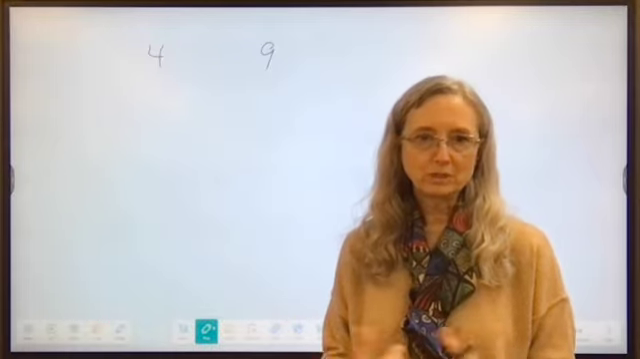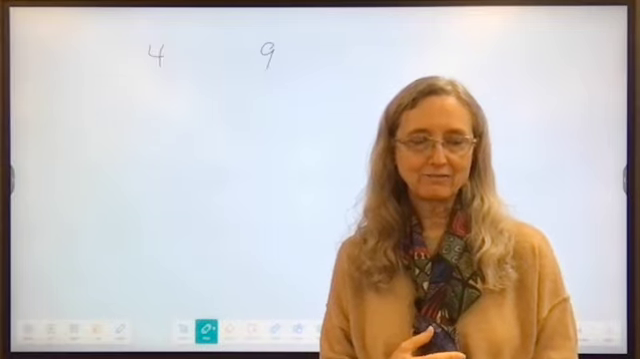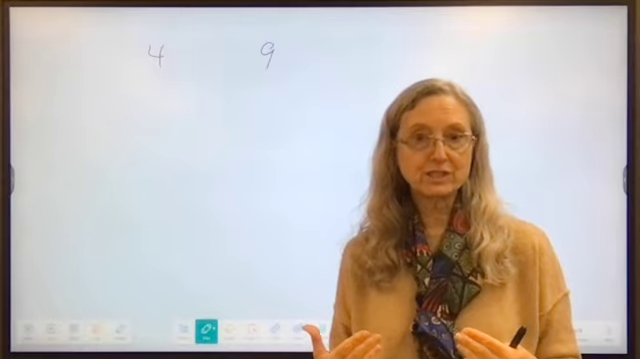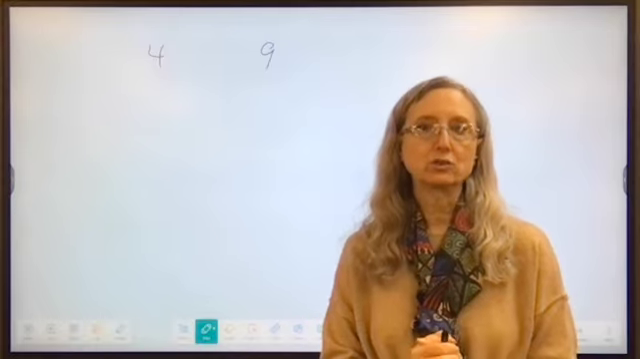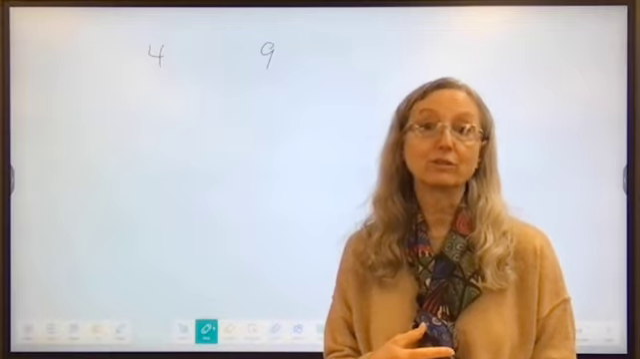I have two sides of a triangle. I don't know what the units are. I'm not going to worry about that. But one has a length of 4. One has a length of 9. What is the range for the third side that will actually form a triangle? Knowing that the sum of any two sides has to be greater than the third side.